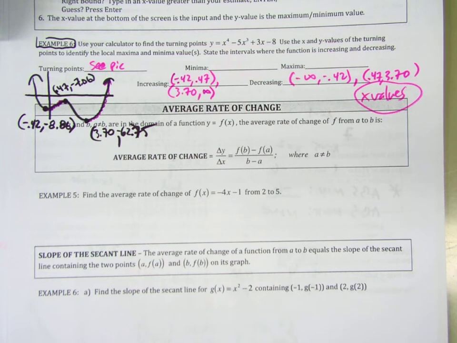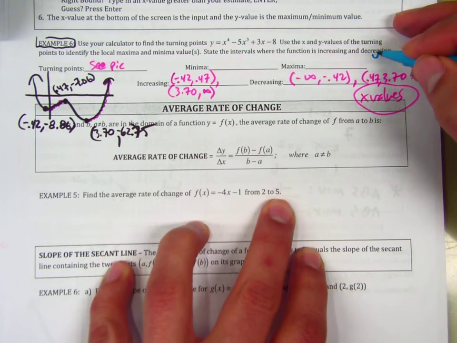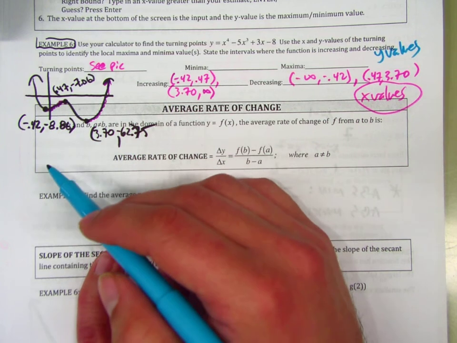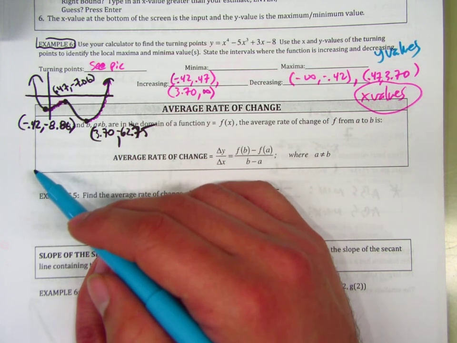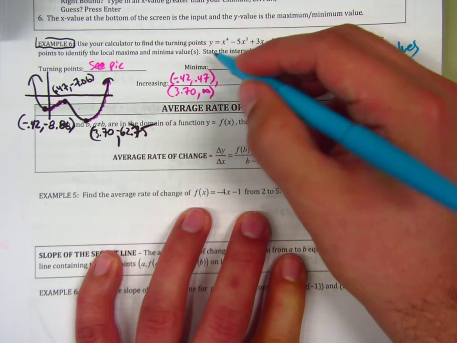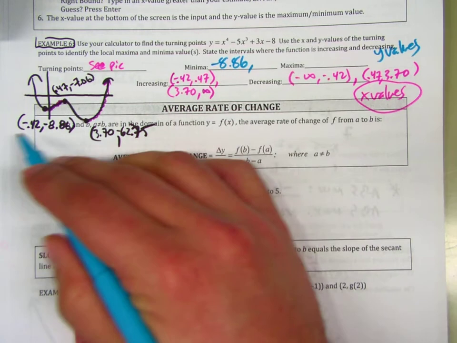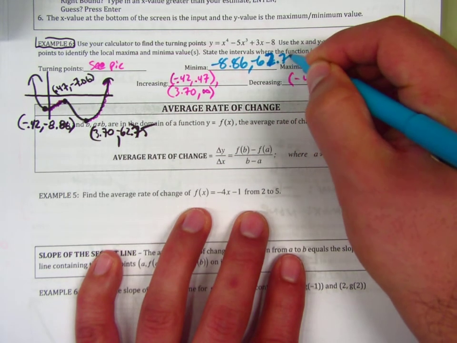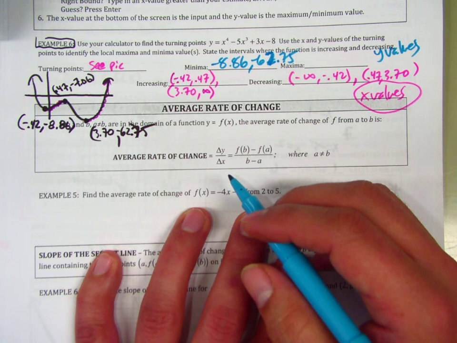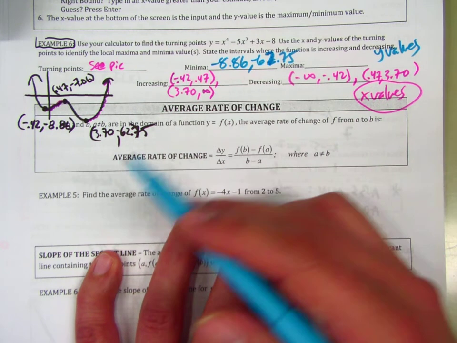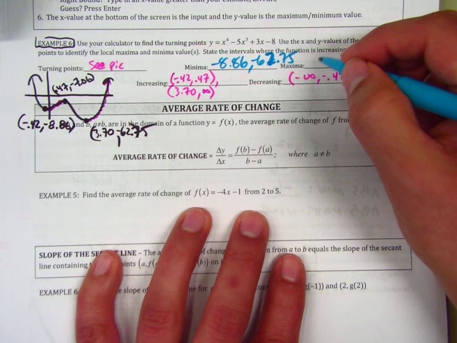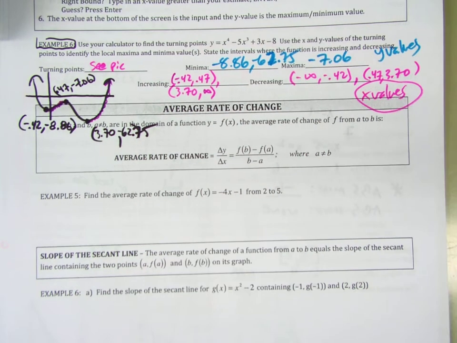So I'm going to use a different color there. And so minima would be what two y values? And? Okay. Good. So negative 8.86, negative 62.75. Maxima, there's really only one turning point that was a max, and that will have negative 7.06. Okay? Any questions on that?